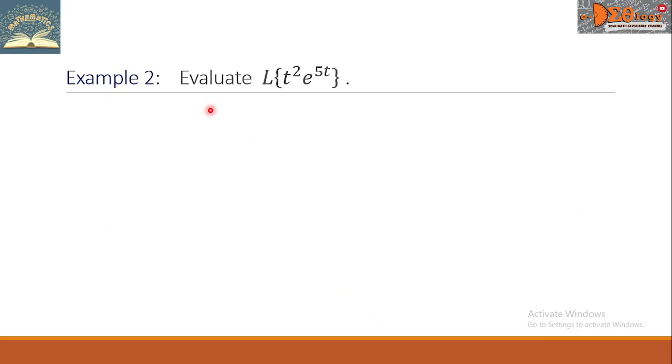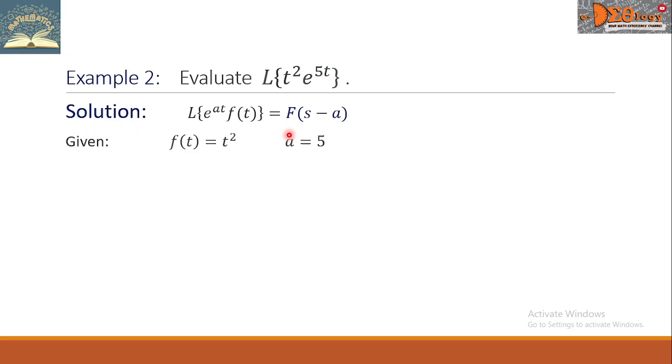Example 2. Evaluate the Laplace transform of the function t squared times e raised to 5t. The problem is of this form. Then let us collect the given. The f of t is equal to t squared, and the a is 5. In the final answer, it will be the function capital F with respect to s minus a.